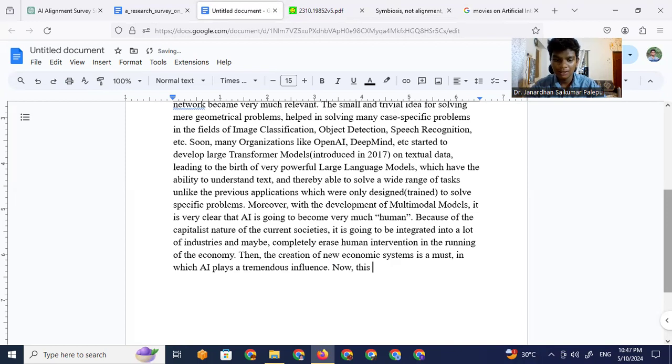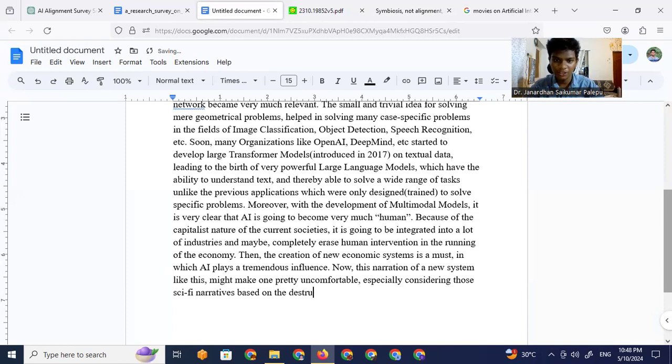So yeah, and now this narration of a new system like this might make one pretty uncomfortable. Maybe this is not a very formal way of writing a research paper. Might make one pretty uncomfortable, especially considering those sci-fi narratives on the destruction by artificial intelligence.